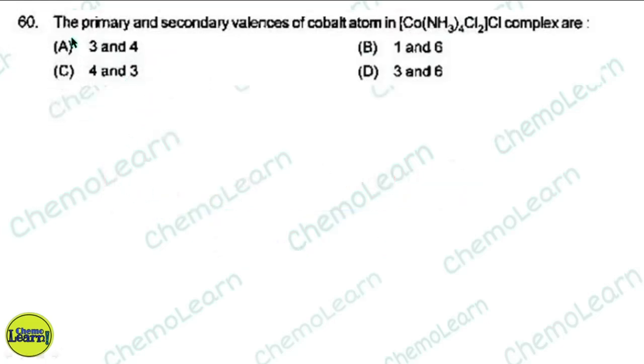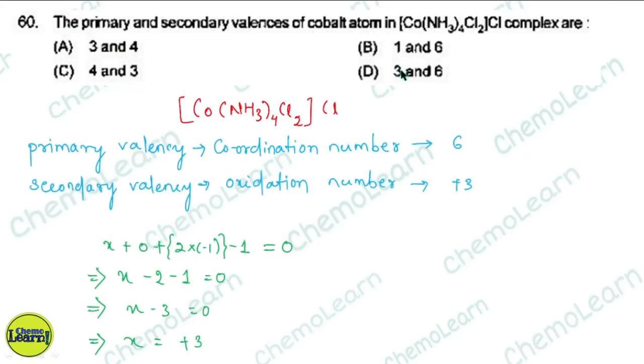Question number 60. The primary and secondary valency of cobalt atom in this complex are 3 and 4, 1 and 6, 4 and 3, or 3 and 6. Primary valency means coordination number, that means number of atoms attached to the central metal atom. So here we have 4 NH3 groups and 2 Cl groups. So total 6 atoms are attached in coordination with cobalt. So that is why coordination number will be 6.